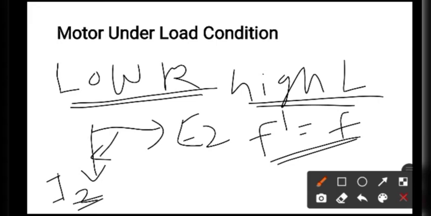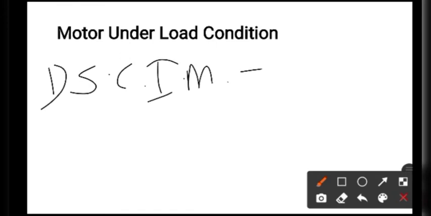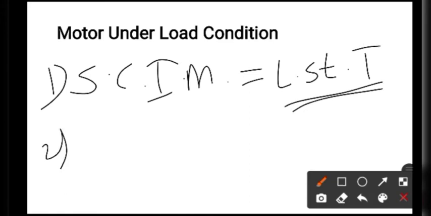Now we are going to see the squirrel cage induction motor. First point is the squirrel cage induction motor. In a squirrel cage induction motor, rotor bars are permanently short circuited by the end ring. Therefore we cannot add any external resistance in the rotor circuit. So the disadvantage of the squirrel cage induction motor is that it has low starting torque. Next motor is the slip ring induction motor.